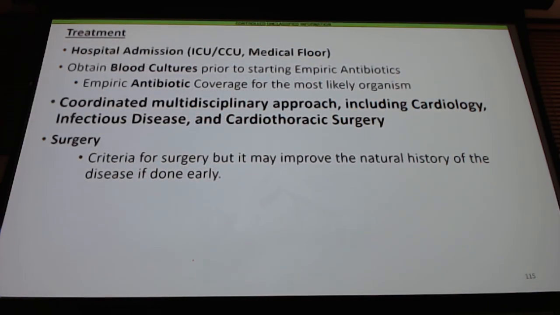The treatment is going to entail, these folks are going to be very sick, so let's admit them to the hospital, particularly an intensive care unit or cardiac care unit. You're going to get blood cultures. You're going to start them on empiric antibiotics targeted against the most likely organism, and then you're going to get help. You're going to consult all of these specialties to help you manage this patient. Even if they don't necessarily meet the criteria for surgery, it's always great to have that surgeon on board in case you need to go in and do a surgery to get rid of that vegetation.